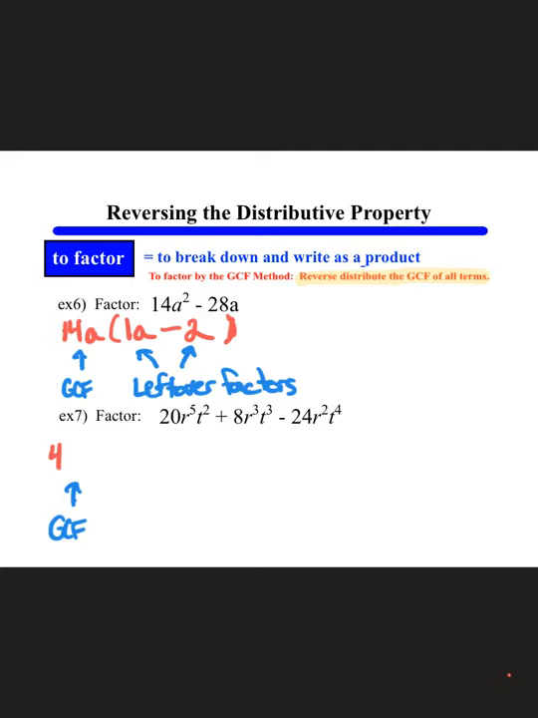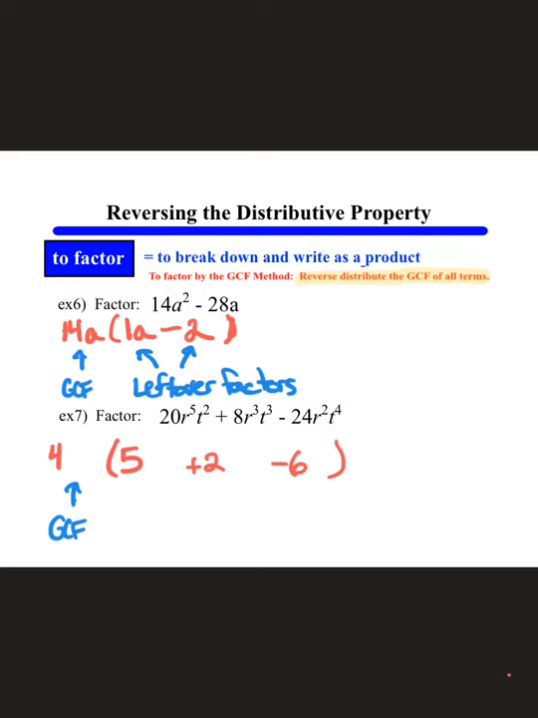If it doesn't work out, I'll know because in my leftover expressions, I would still have something that could be factored out. So I'm going to try 4 and we'll see what happens with the leftover expressions. If I do that, 20 divided by 4 would leave me with 5. Then I have 8 divided by 4, which is 2. And negative 24 divided by 4 would be negative 6. So I think that is the correct GCF as far as the coefficients go, because I can't factor anything out of 5, 2, and 6 other than 1. That wouldn't really help us.